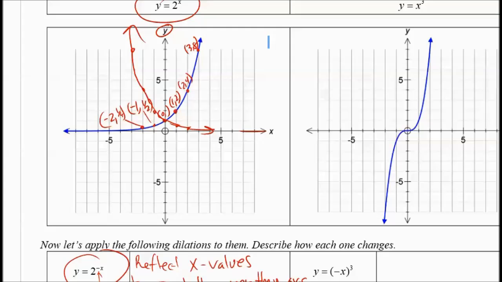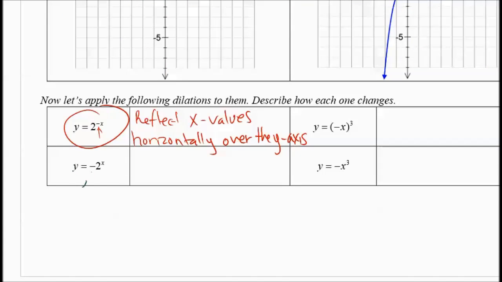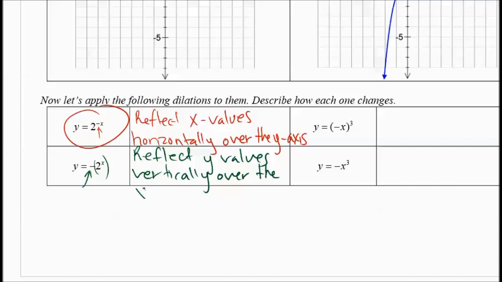Okay, now let's look at what's going to happen vertically, okay? So when we have that negative 2 outside of 2 to the power of x, right? The negative is outside. It's like taking your y values and multiplying them by negative 1. So this will reflect y values vertically over the x-axis.